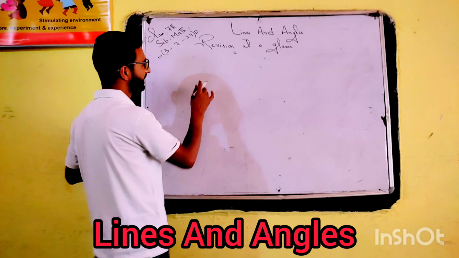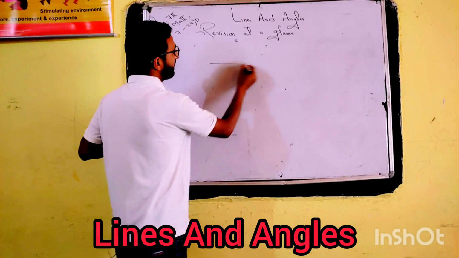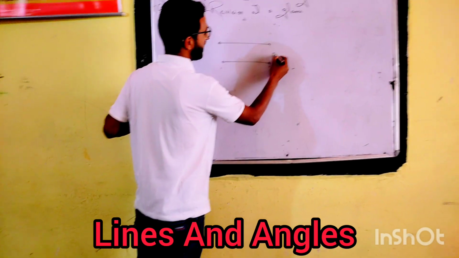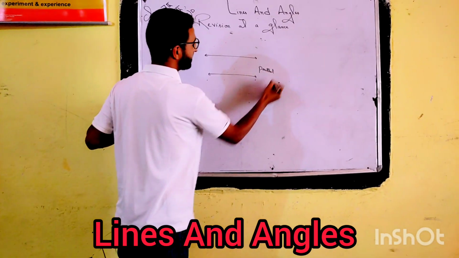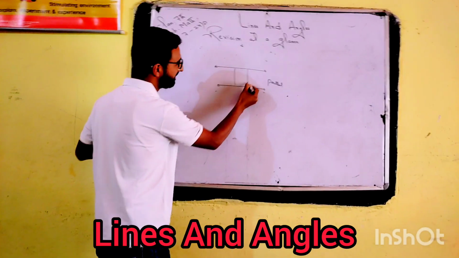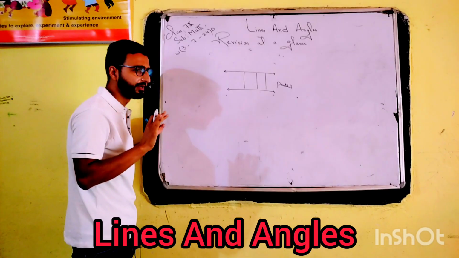These lines are said to be parallel lines, because their distance always remains constant. The distance between two parallel lines always remains constant.